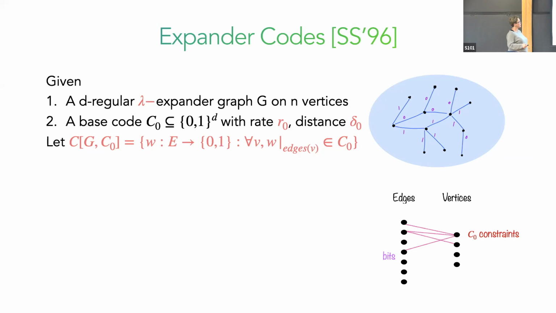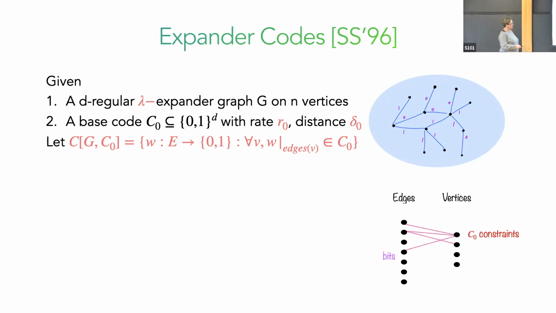Each vertex will have some fixed ordering for the edges around it. It will construct a string of d bits from the bits on the edges around it, and check whether this string belongs to C0. So that's the definition of the code. The words are all functions from the set of edges to {0,1}. For every vertex v, you look at this function only on the edges surrounding v, and implicitly I'm assuming there is a fixed ordering here. You get a d-bit string, and this needs to be in C0. So that's the definition of the code.